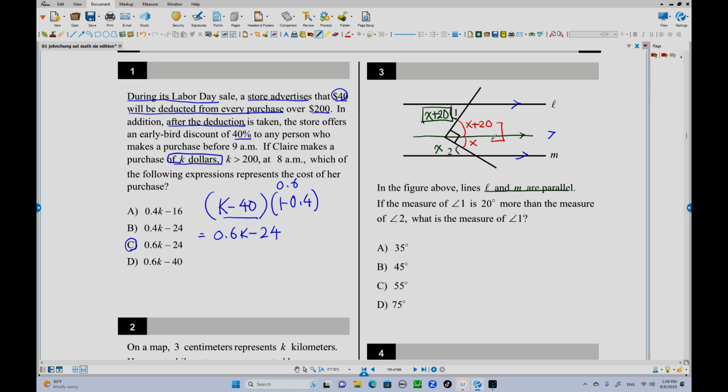The sum of two angles is 90 degrees. That equals 90 when you add these two. So x plus x, 2x plus 20, equals 90. So 2x equals 70, and x equals 35. Put this number in there, 35 here. So 35 plus 20 equals 55. That's the measure of angle 1. So choice C is the answer.